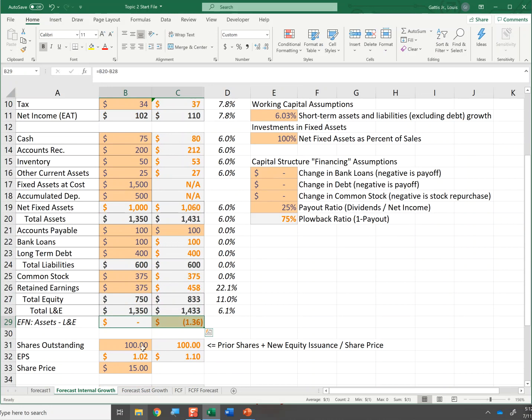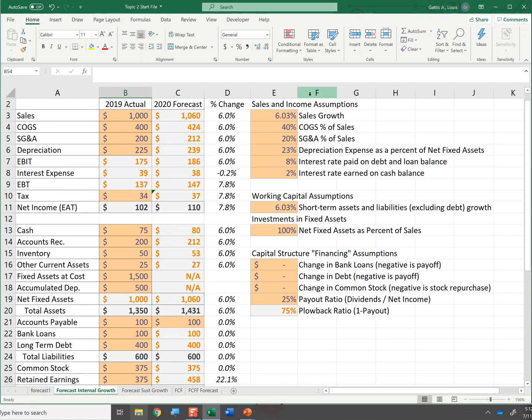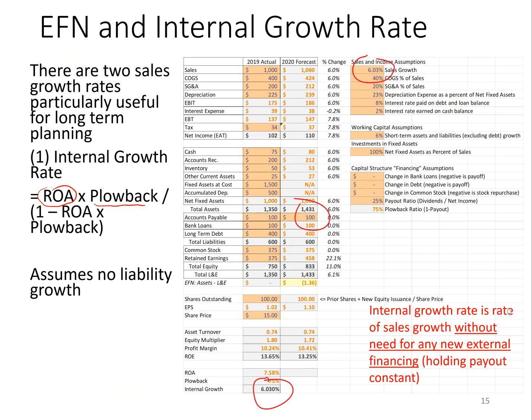So what is this magical 6.03 internal growth rate? It is the level of sales and short-term asset and liability growth consistent with no need for external financing. So the internal growth rate is the rate of sales growth without need for any new external financing. It's holding the payout ratio constant. So I still have a payout of 25% and a plowback of 75%. That's why it's saying no external financing. This is financing from the shareholders, but it's internal to the firm.